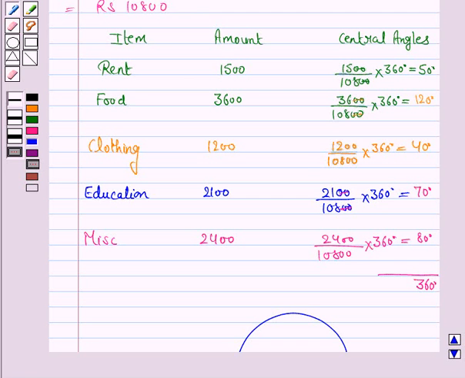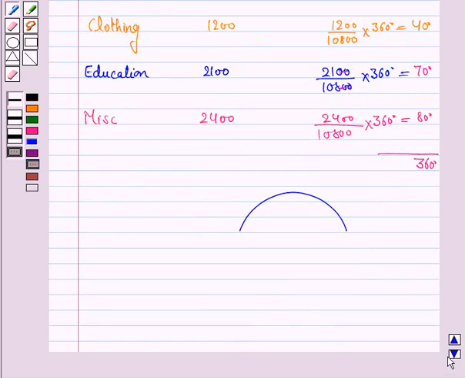Now the central angle representing the expenditure on rent is 50 degrees. So using protractor, we'll first make an angle of 50 degrees. So you can easily make an angle of 50 degrees using the protractor. And this is the sector representing the expenditure on rent.